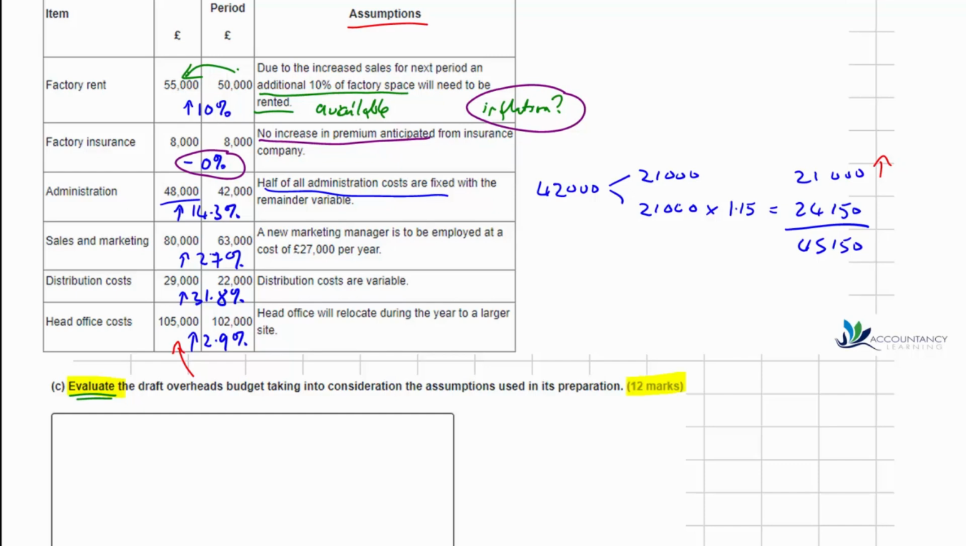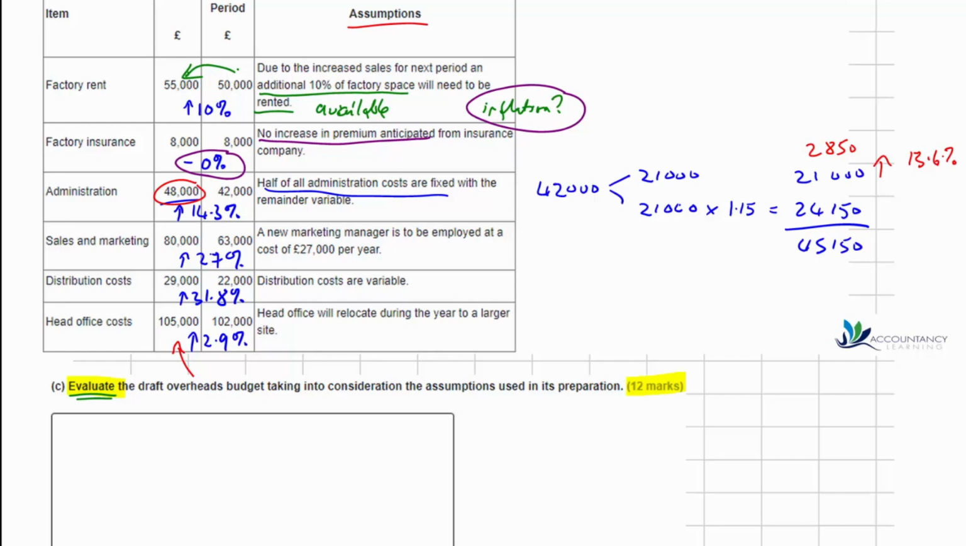So the increase is 2,850, which would give us our total of the 48,000. And that 2,850 divided by the 21,000 would give us a 13.6% increase. So that would suggest that there is some inflation included in that, plus perhaps some other administrative costs, which we would need to investigate what's included in that. But overall, there's quite a significant increase to the fixed element.